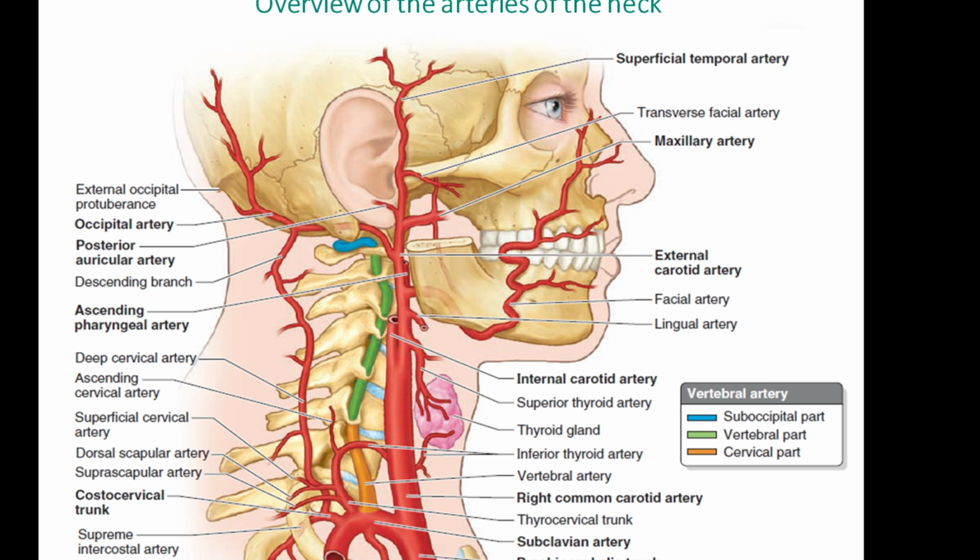On this picture you can see the arterial system of the neck, including the common carotid artery, the external carotid artery with its branches, and the cut of the internal carotid artery.